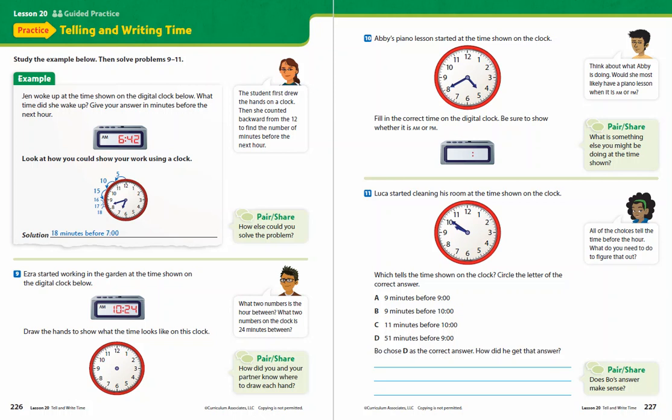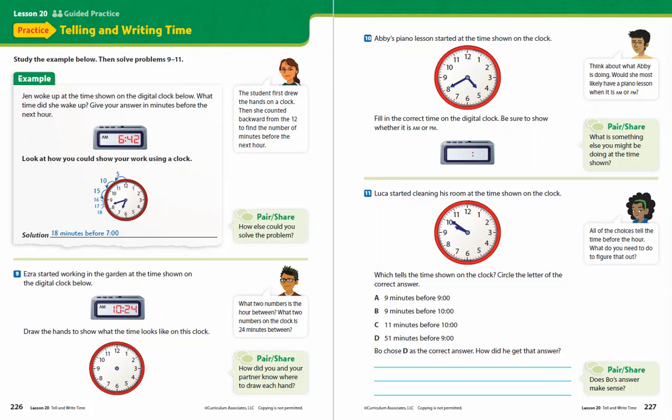So we're going to look at our example problem, and it states, Jen woke up at the time shown on the digital clock below. What time did she wake up? Give your answer in minutes before the next hour. So if you look at the digital clock, that says 6:42 a.m.